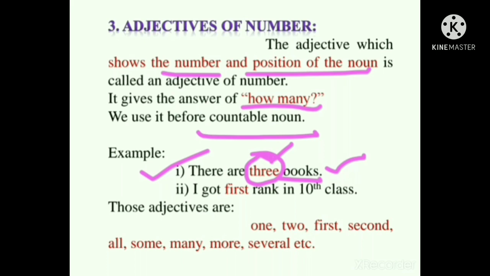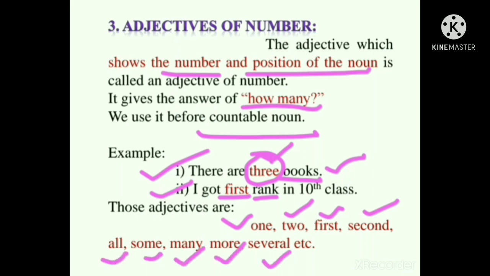Okay, in the second example, see, I got first rank in 10th class. Rank, here again, is also a countable noun, and that's why this first is an adjective of number. Then which are those adjectives? See, 1, 2, then first, second, all, some, many, more, several, etc. All these are the adjectives of number.